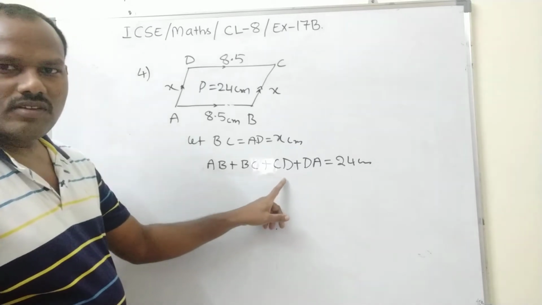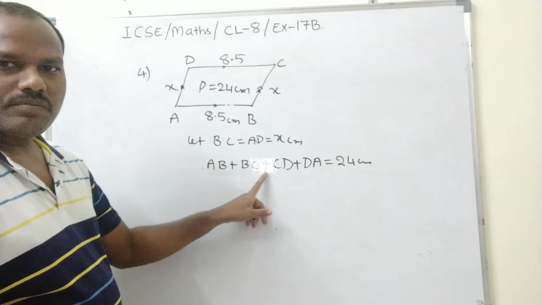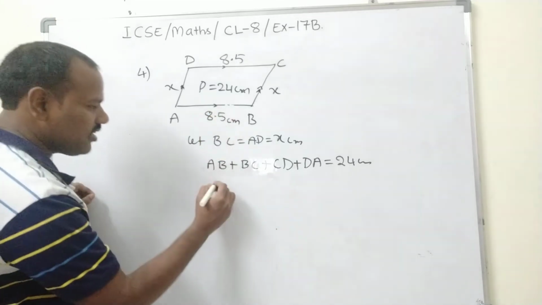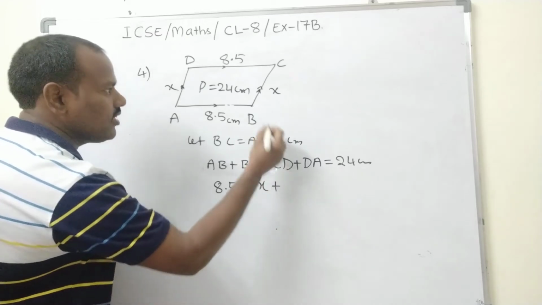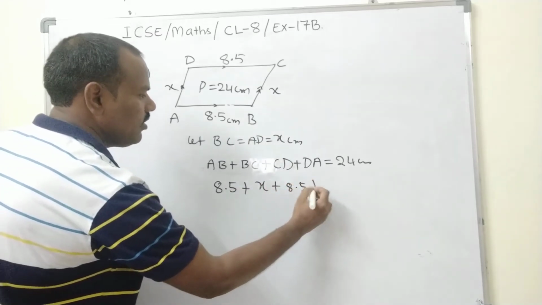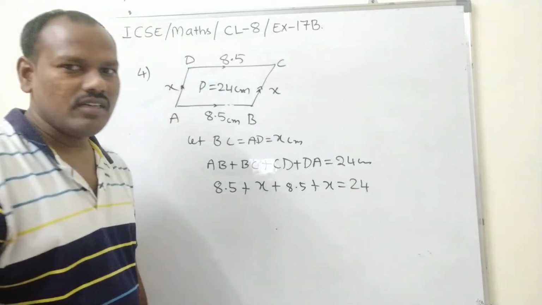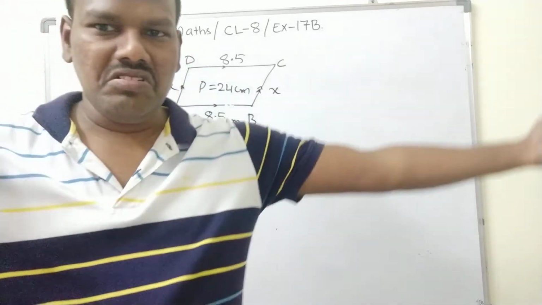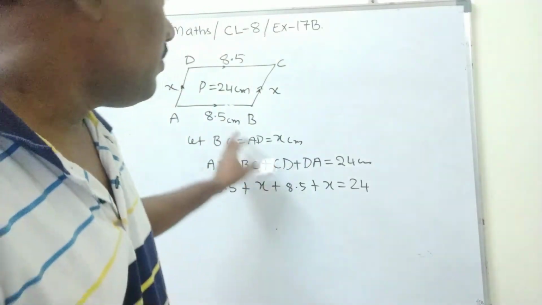I think it is not clear, there is a glare. So this is AB plus BC plus CD plus DA. AB value already 8.5, write down. BC value we don't know, x. CD value 8.5. And DA value is equal to x, which is equal to 24. Sir, why that long way? Can't we take 2 into L plus B also? So no problem, you can take. But imagine this is a base, this is a breadth, length and breadth.